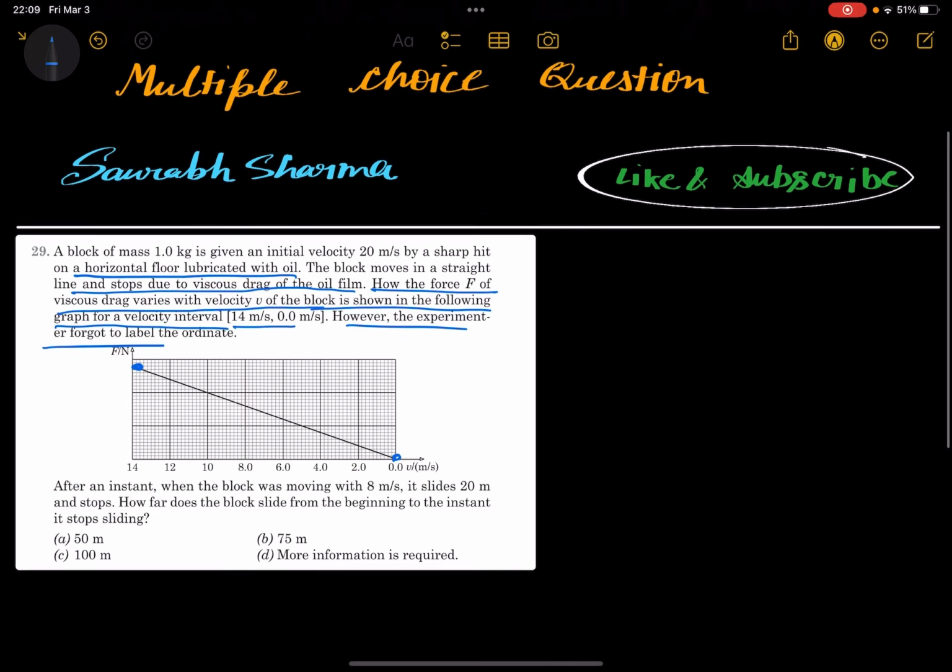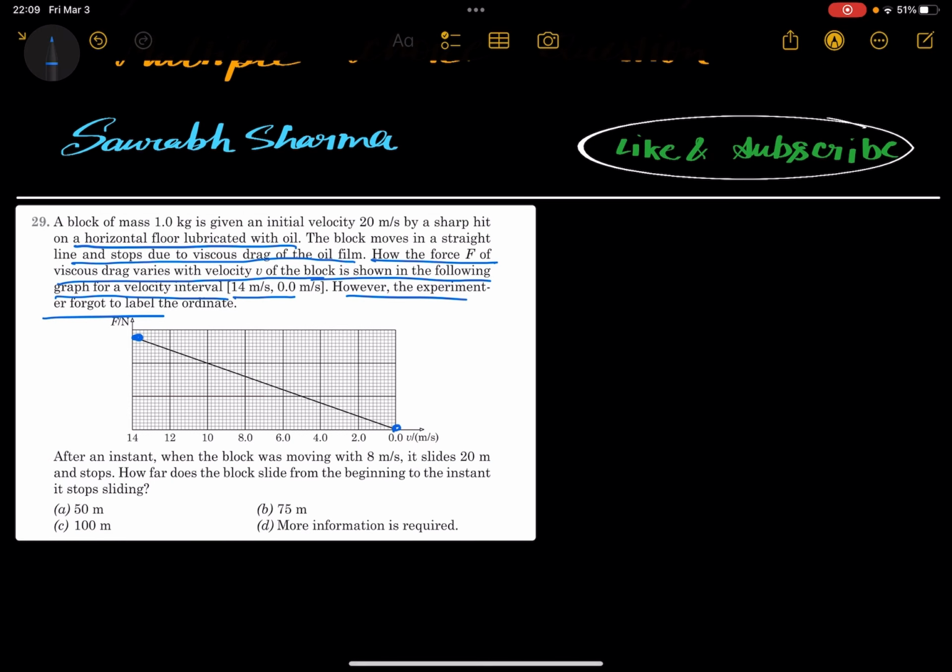So after an instant when the block was moving at 8 meters per second, it slides 20 meters and stops. How far does the block slide from the beginning to the instant it stops sliding?